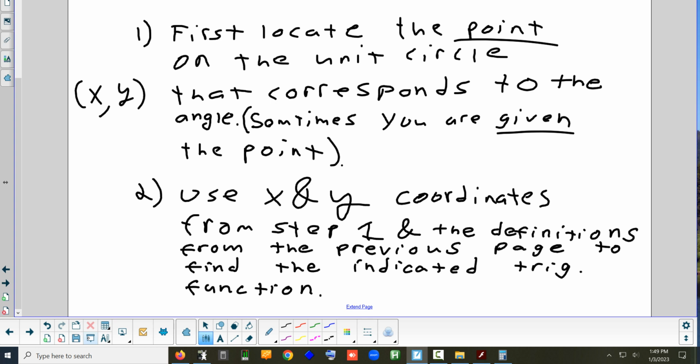Generally on the test, you are only going to have to find one trig function per problem. You're not going to have to do sine, cosine, tangent, secant, cosecant, and cotangent, all in the same problem. But for us in class, we will practice all six.